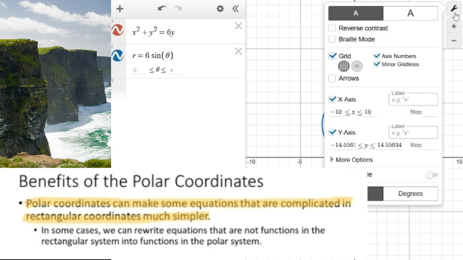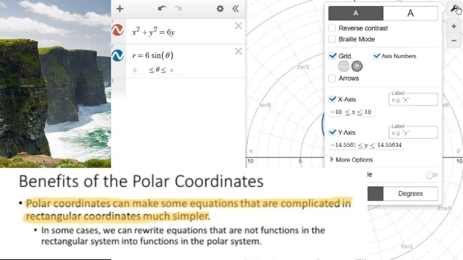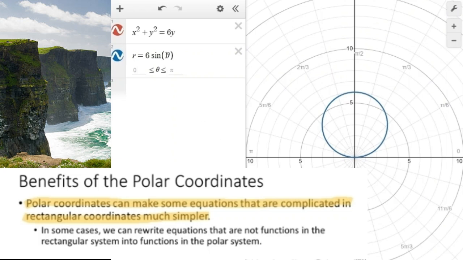In order to see the polar grid, click on the graph settings up on the top right, and you can select between the rectangular grid here on the left or the polar grid here on the right. And there you can see the polar grid and r equals 6 sine theta in blue. Notice that both graphs are identical. Both graphs are identical because both equations represent the same thing, just written in different coordinate systems.